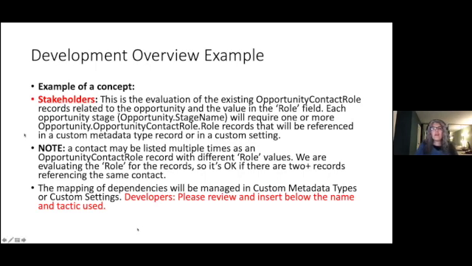So I'm going to explain to them that you can have the same contact related to the opportunity as different opportunity contact roles down below. And I'm going to tell them that we're going to map these dependencies in a custom metadata type or custom setting. And I'm going to highlight in red here some other comments, saying come back and fill in what you built here, right? Developers, please review and insert below the name and the tactic used. So maybe they decided it's going to be a custom metadata type, and this is what we're going to call it, and this is how I built it, and this is the approach we took, right? Because I don't know what they're going to code. I don't know what they're going to end up doing from a development perspective, but I want to capture it here so that everything will be in one document.